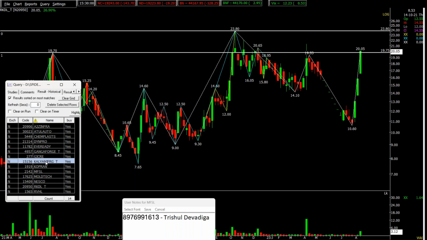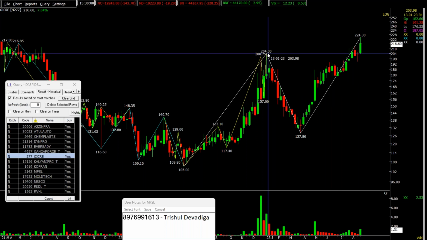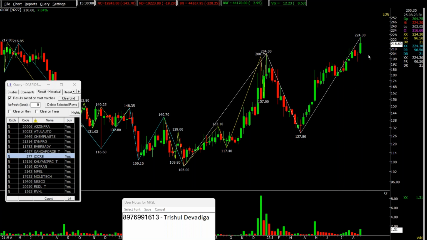So I think we covered till this talk. So GICRE again, strongest swing top breakout. Again you can see over here is a proper reversal candle and a breakout of this. So again this gives us confirmation that it has the potential to go completely positive now.